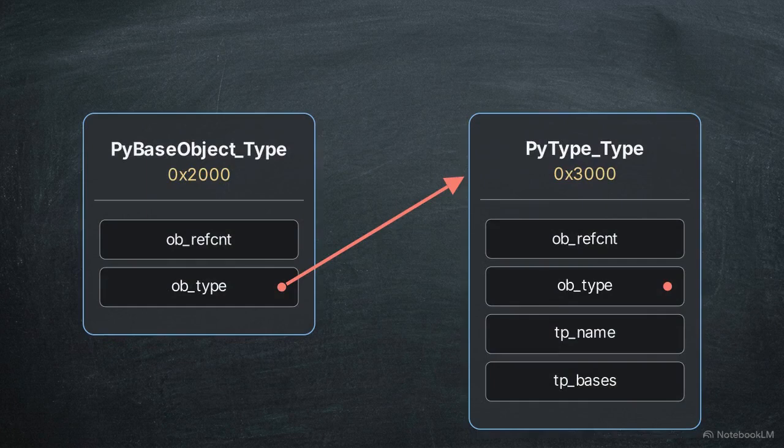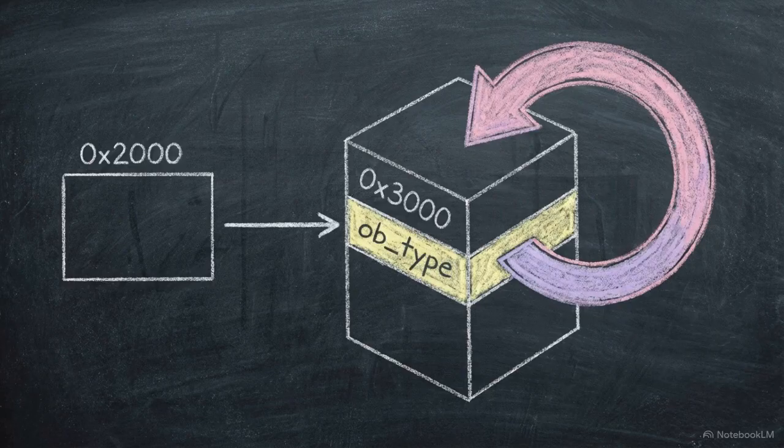To satisfy the requirement that the type object has a type, the interpreter points the type struct's ob_type pointer precisely at its own memory address. The foundational architecture of Python relies on this hard-coded infinite loop mapped in memory.